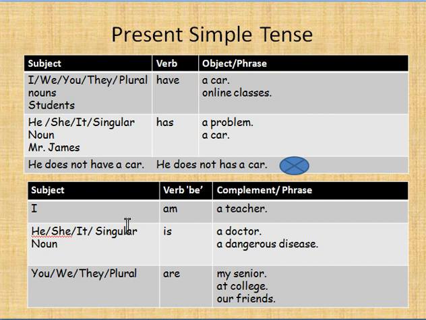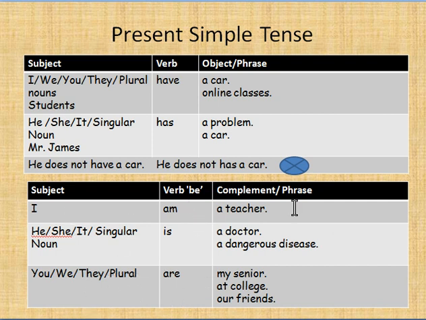Similarly, there is another form of sentence structure that we use in present simple. We add the verb be: am, is, or are, in our sentences. Like what? After I, we add am. After he, she, it, or a singular noun, we add is. Or after you, we, they, or a plural noun, we add are in sentences.